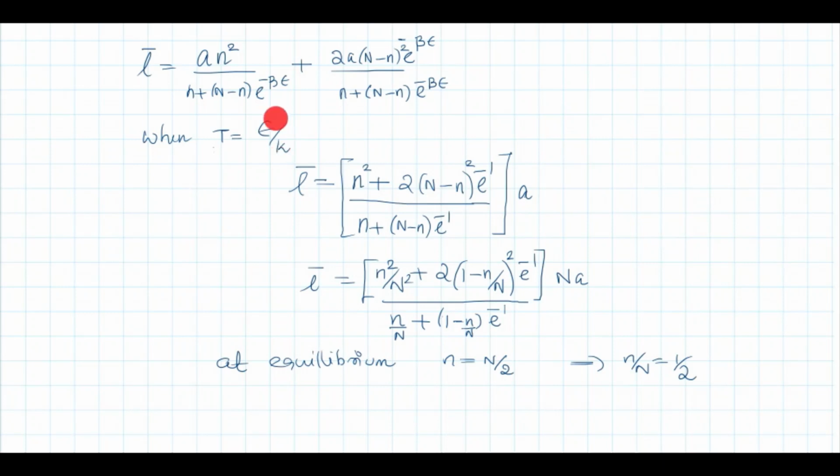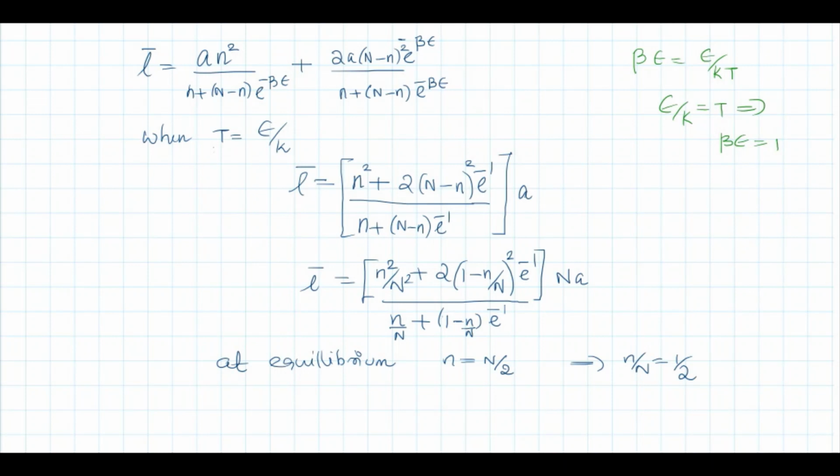We have to find the equilibrium value for a temperature T equal to epsilon by K. So substituting for epsilon as TK, beta epsilon is actually epsilon by KT. So epsilon by K is equal to T, which implies beta epsilon is equal to 1. So you can substitute beta epsilon as 1. That will make L bar equal to n squared plus 2 into (N minus n) squared e raised to minus 1, divided by n plus (N minus n) into e raised to minus 1, into A.